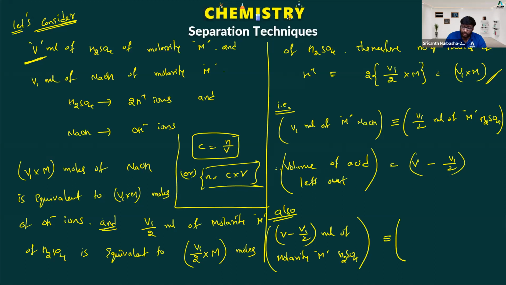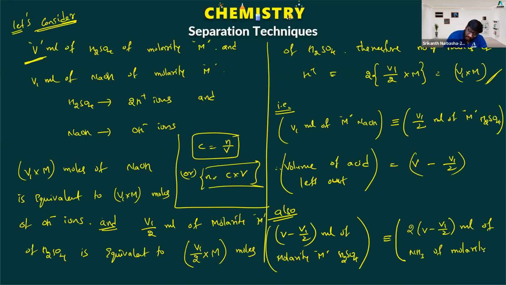Like if I say V1 ml of NaOH is equal to V1 by 2 ml of H2SO4, that means NaOH has an n factor of 1, H2SO4 has an n factor of 2. Or I can also say V1 by 2 ml of H2SO4 is equivalent to V1 ml of NaOH. That means half of V1 of H2SO4 is reacting with double that volume of NaOH of n factor 1. Similarly, V minus V1 by 2 ml of molarity M H2SO4 is equivalent to 2 into V minus V1 by 2 ml of ammonia of molarity M.